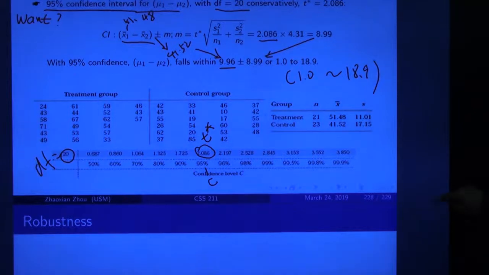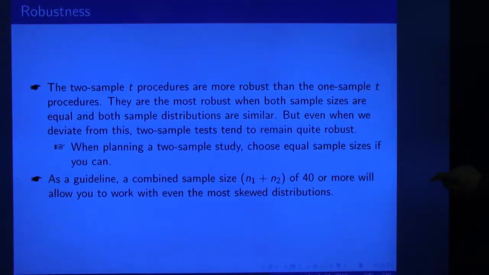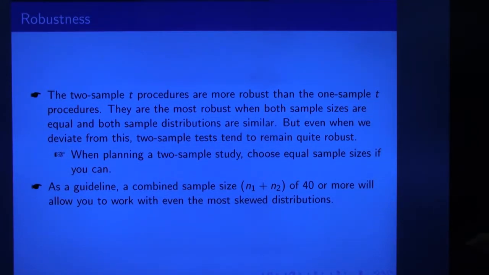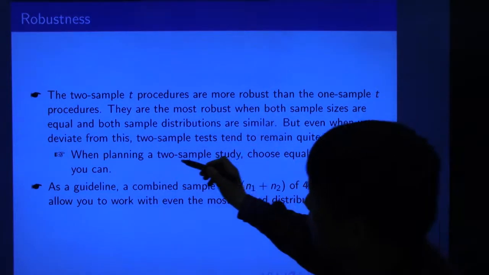Okay, next we are going to discuss how good these two sample t-tests are on robustness. Two sample t procedures are more robust than the one sample t procedure. They are the most robust when both sample sizes are equal.